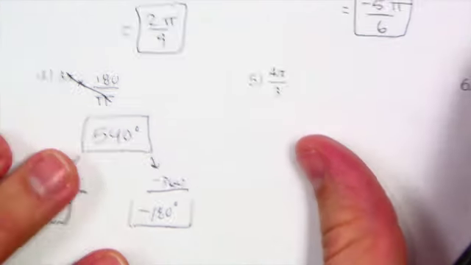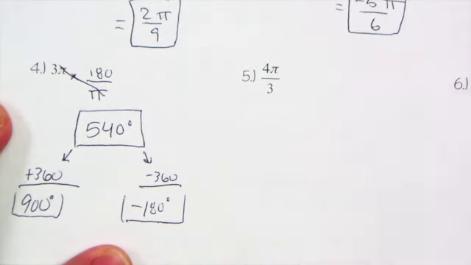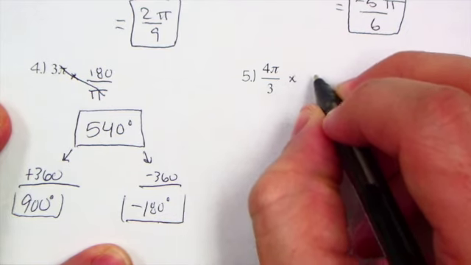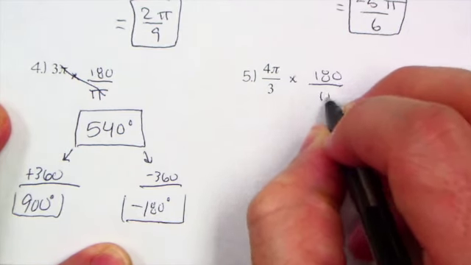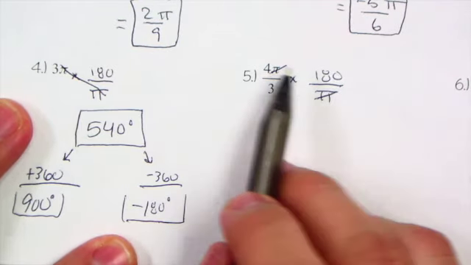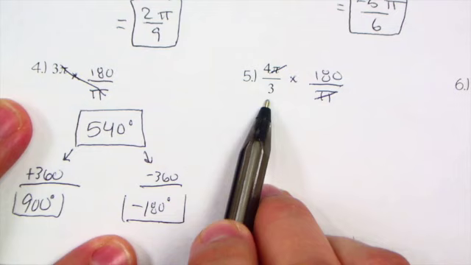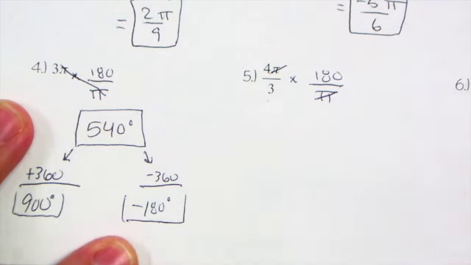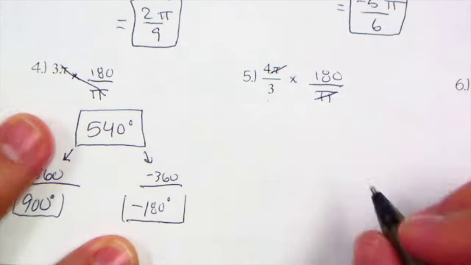So let's try this again. It says to multiply by 180 over pi. Again, essentially, the pi's just cancel out. And I'm left with 4 times 180 divided by 3. So 4 times 180, I hit equals, then divide by 3, and I get 240 degrees.